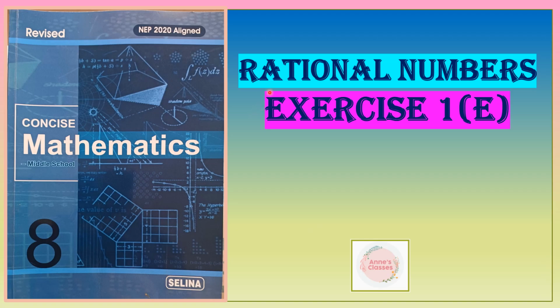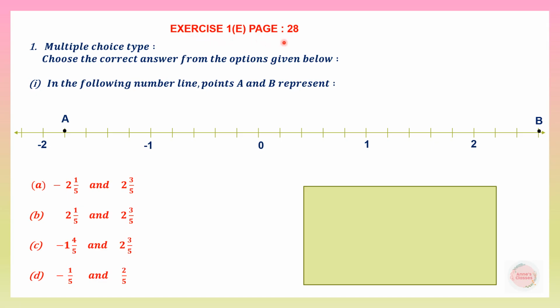We are doing rational numbers exercise 1E and this is from the new concise mathematics textbook by Selina Publishers. This is the revised edition NEP 2020 aligned. Exercise 1E is on page number 28 and the first type of questions that we're going to do is the multiple choice type. So what do we do here? We choose the correct answer from the options given to us.